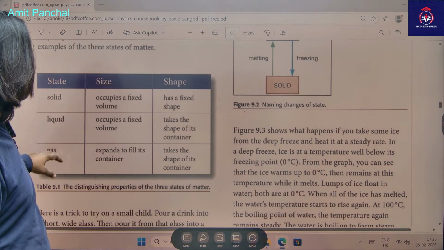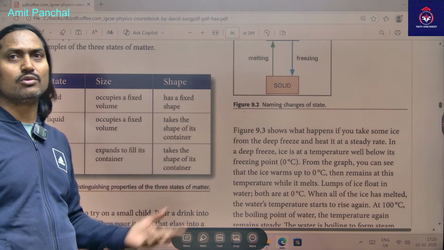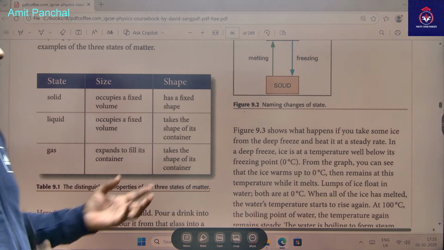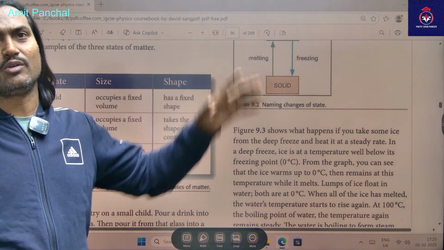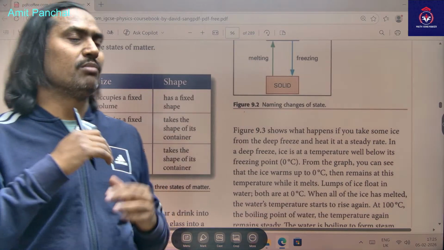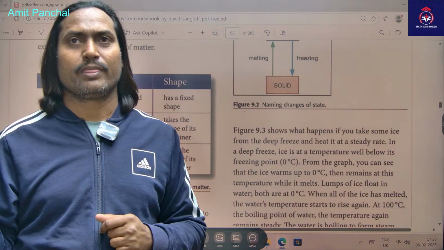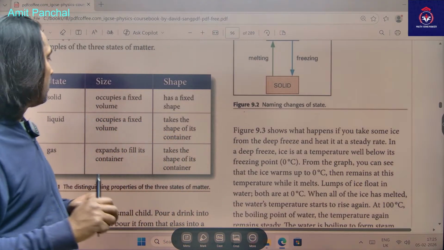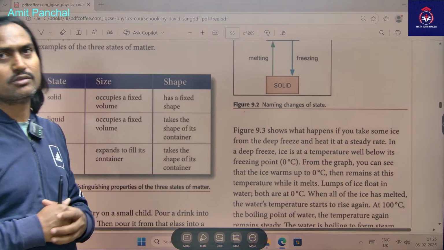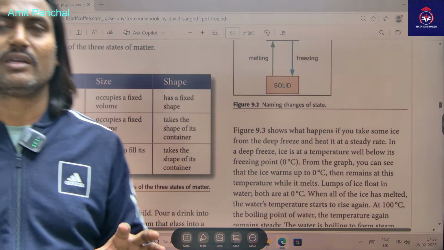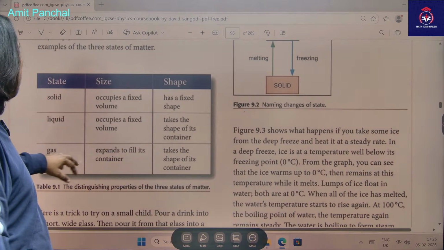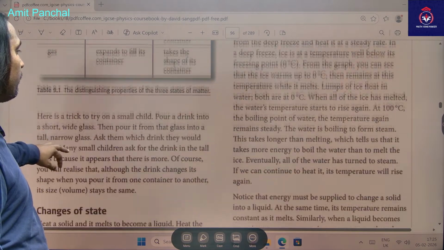Once we talk about gas, it expands to fill its container. So its volume is also not fixed, isn't it? You can fill 1 kg of gas in an entire room or in an entire house or in some large area. So its volume is not fixed, and its shape is also not fixed. It takes the shape of that container. So these 3 differences are there.